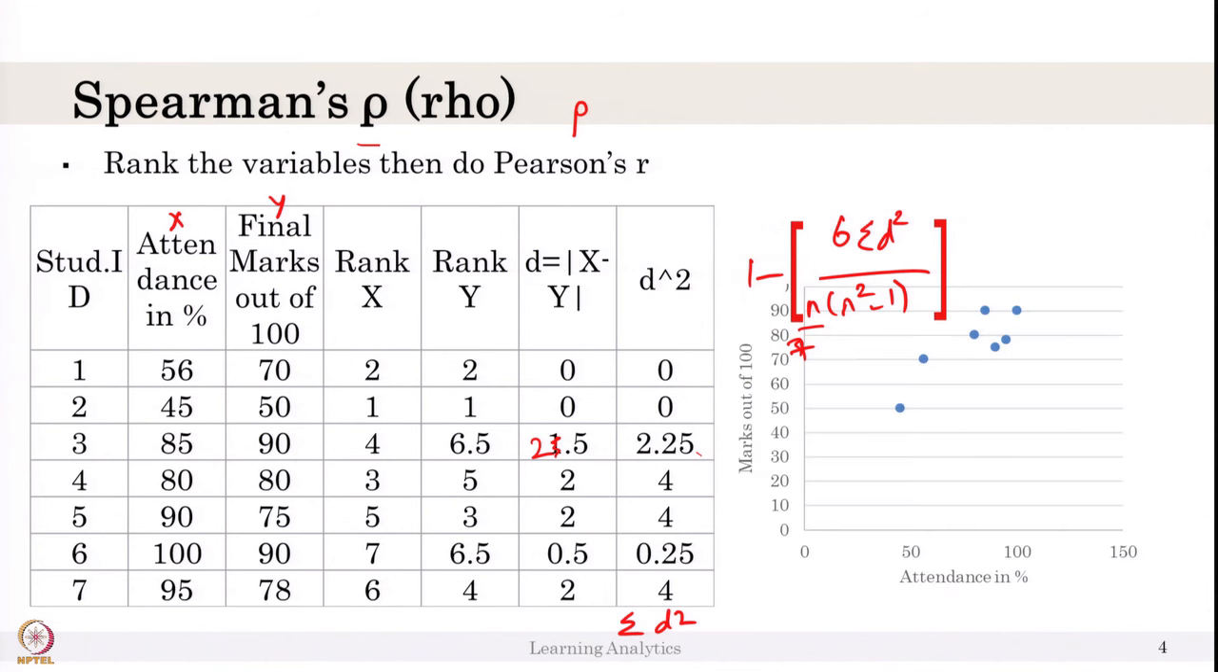Let us look at the plot. The plot looks like this for these variables. There is a linear relationship, a good relationship from here to here. Let us look at the Spearman's rho value and the r value. The rho is 0.74.